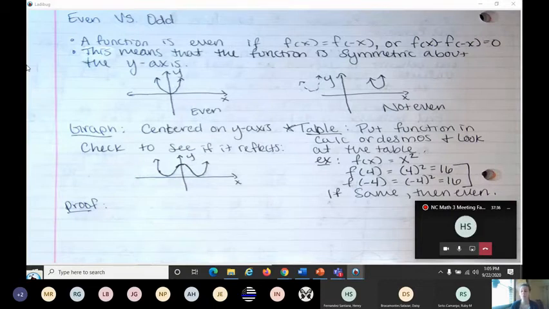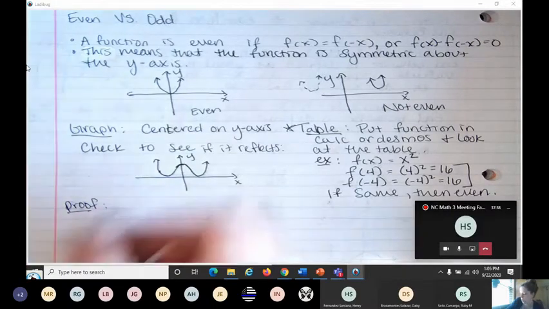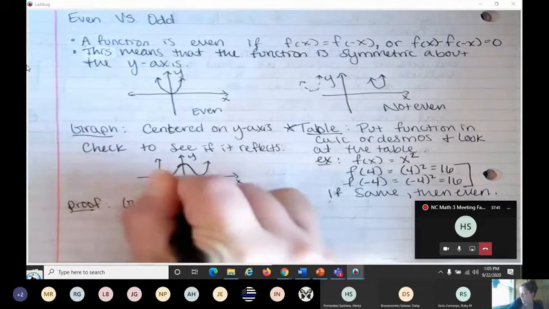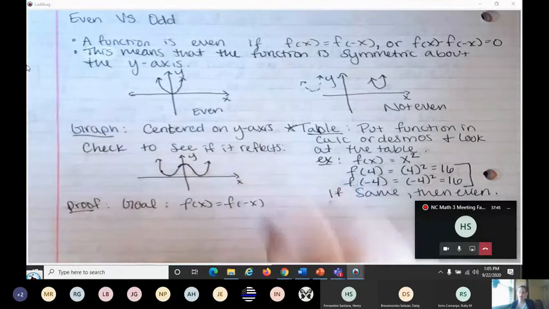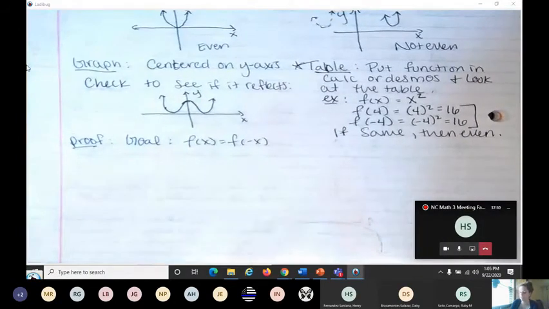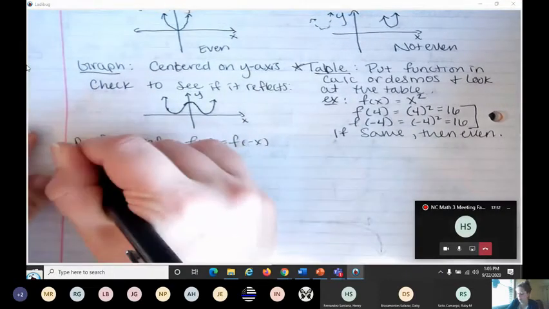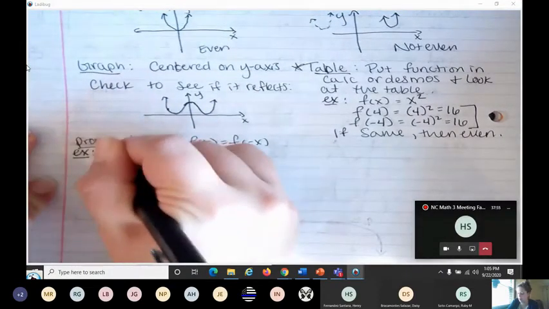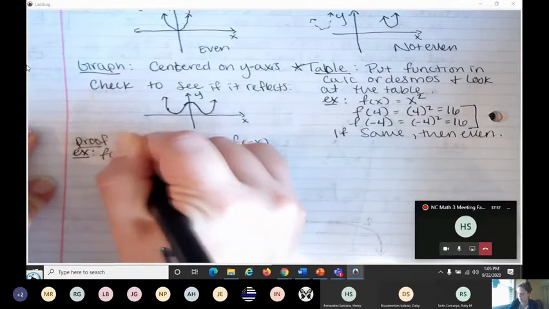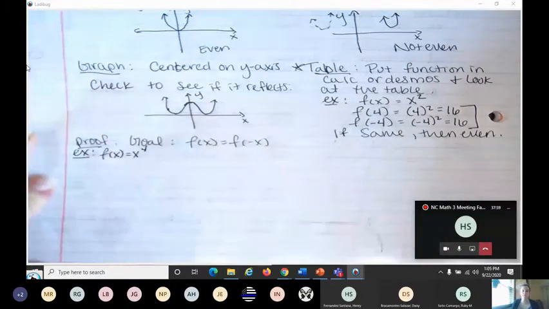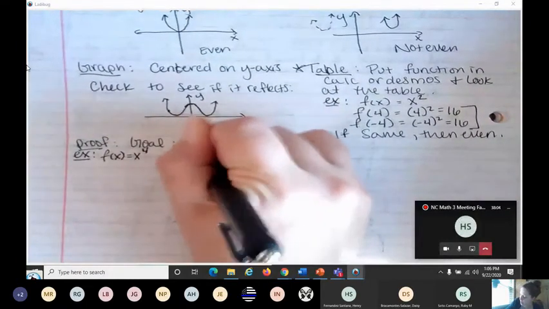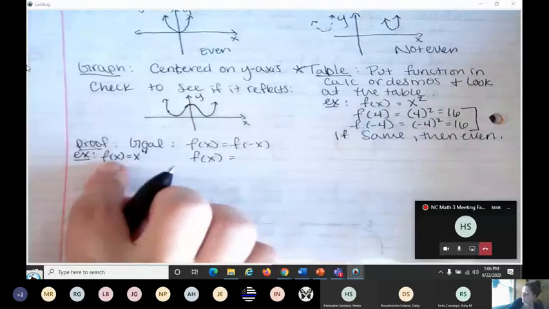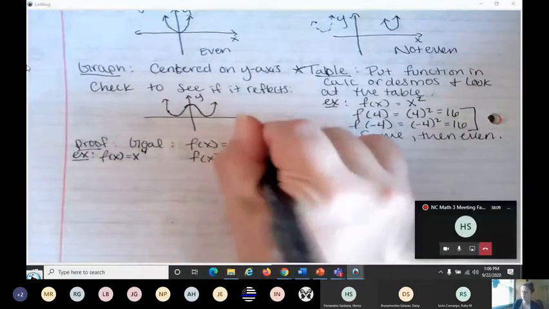And the proof, our goal, is to show that f of x is equal to f of -x. But we have to use the function given. So we'll do this with maybe f of x equals x to the 4th. So I'm going to start off with my f of x, and I'm going to write down what it's defined as. I said it was defined as x to the 4th.